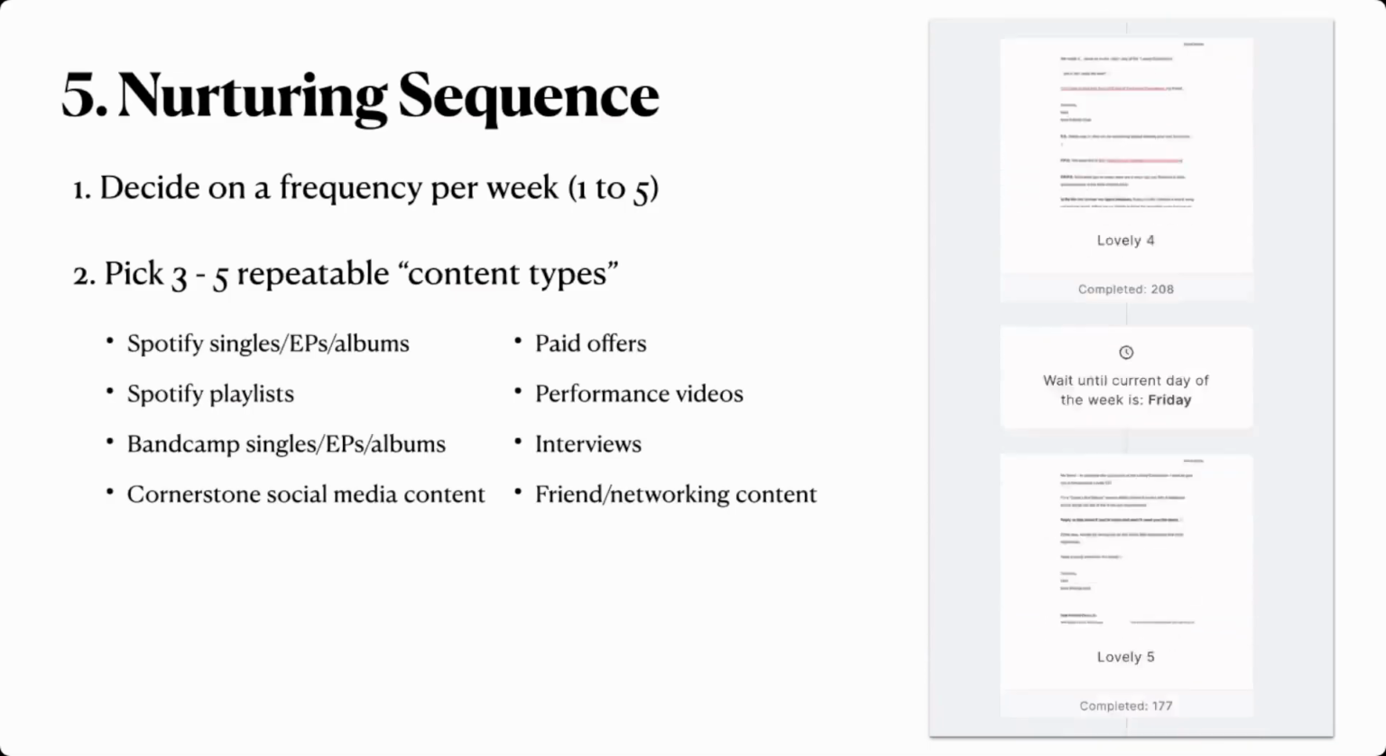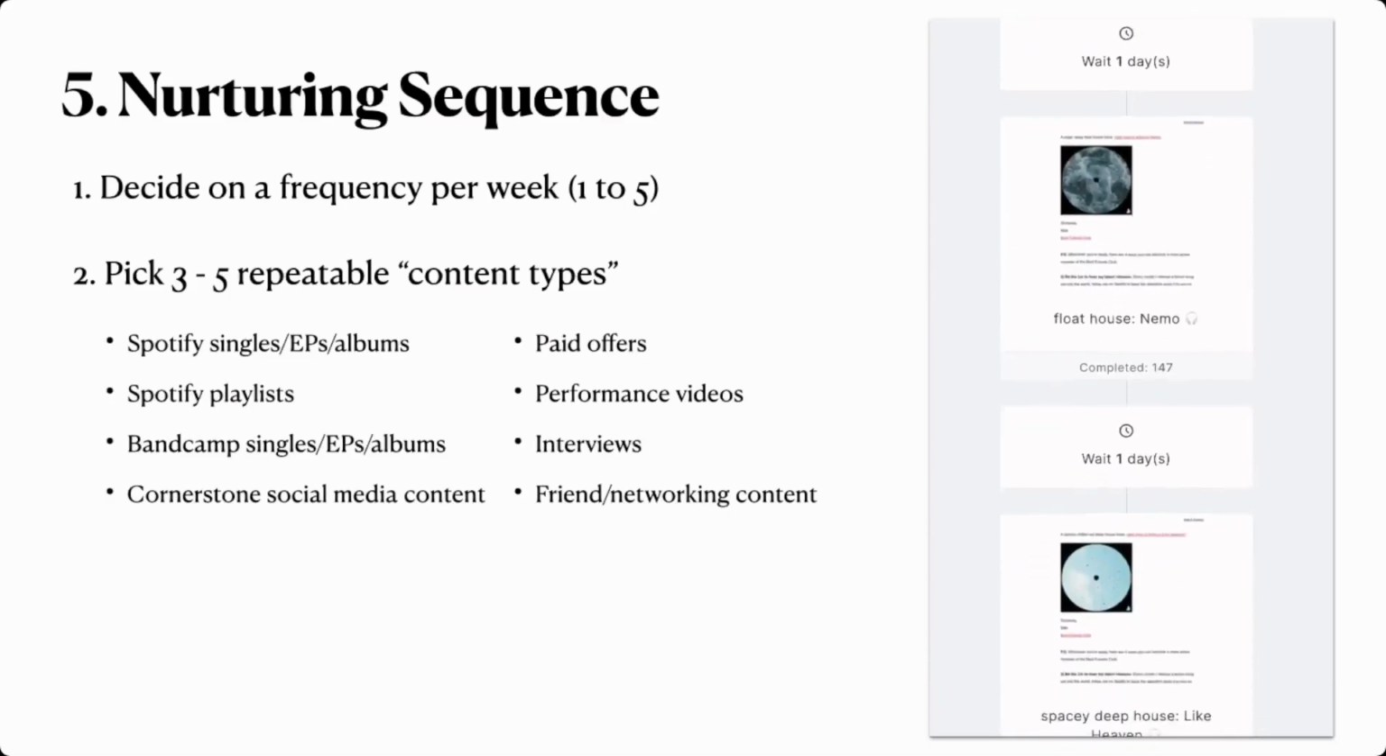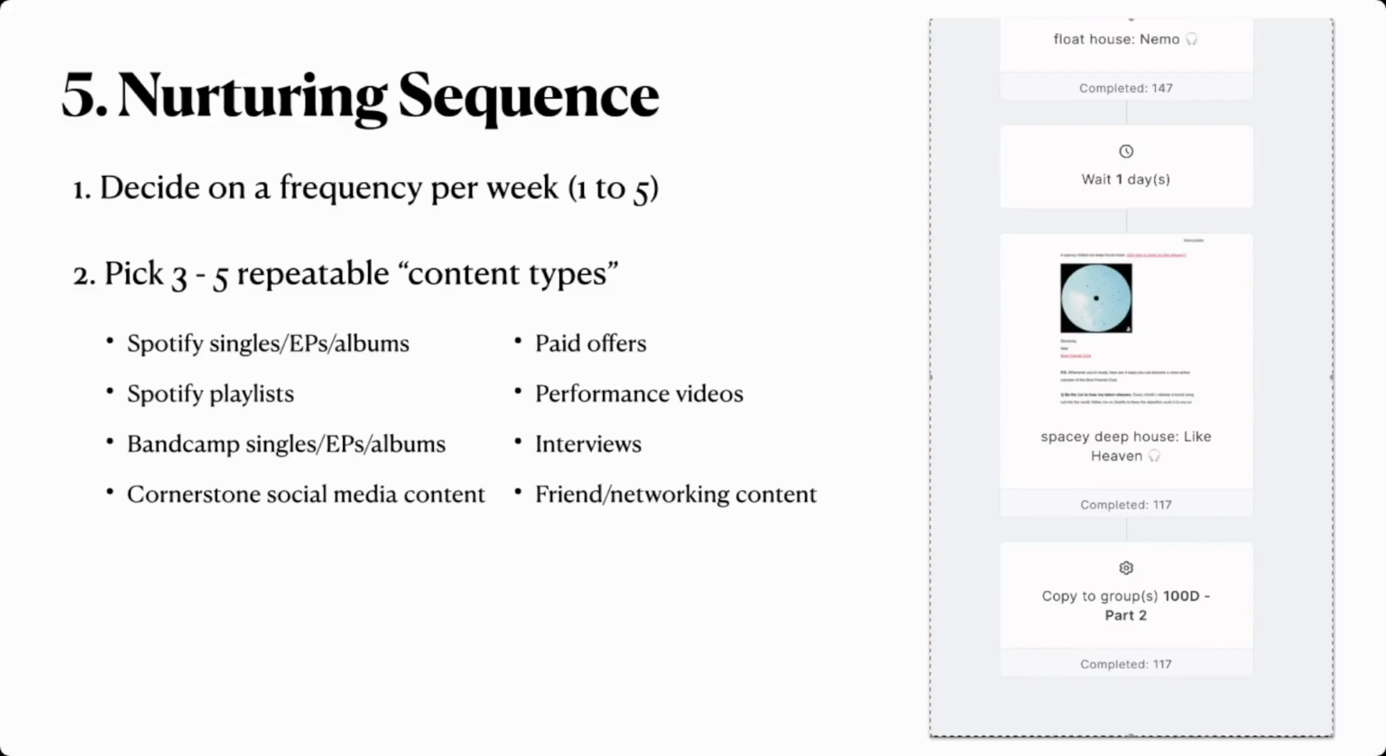In addition to that, other content types could be paid offers, which is super important. So trying to actually make sure that you include some where you're going to try to actually generate some revenue from this. And then performance videos is another one. So if you have stuff on YouTube and, particularly if you're trying to play live a bunch and you want to let people know that you play shows, that's really powerful. In addition to that, any interviews you might have done.